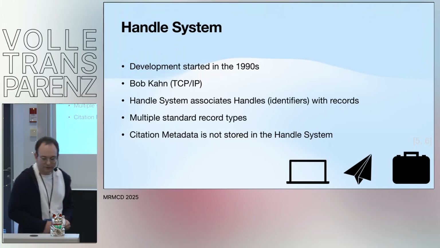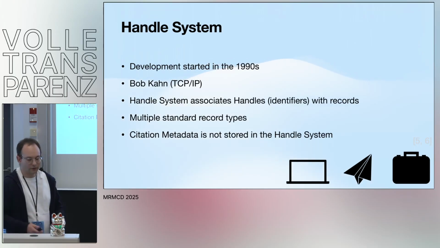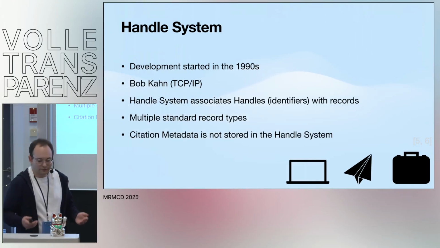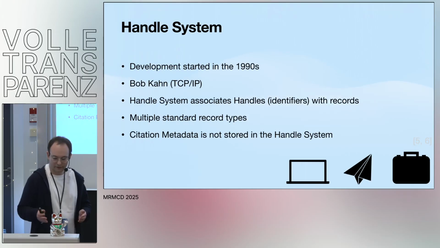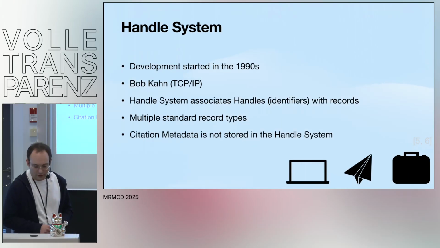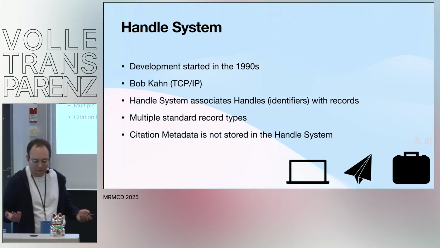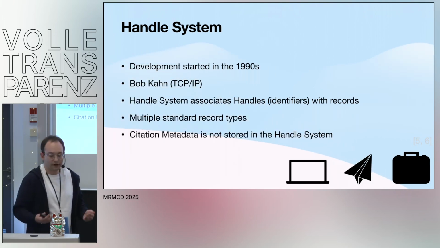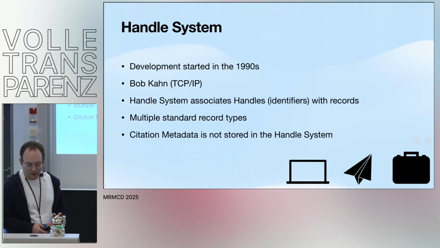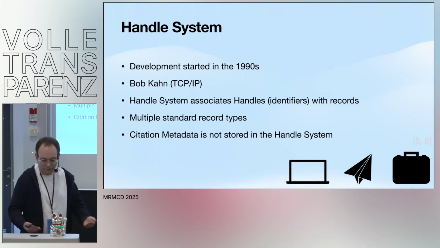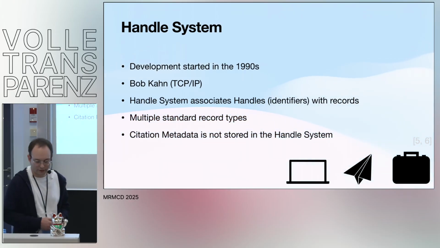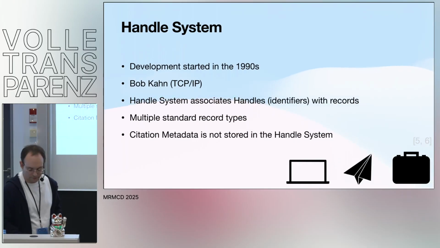Development on the handle system started in the 1990s, and one of the developers behind it was Bob Kahn, who you might know because he is often called a father of the internet because he worked a lot on TCP and IP. And the handle system just associates handles, which are just identifiers, with records. The system has defined multiple standard record types that are used to run the system, to administer it, and to give to users. And the citation metadata is often not stored in the handle system directly, but over another protocol.